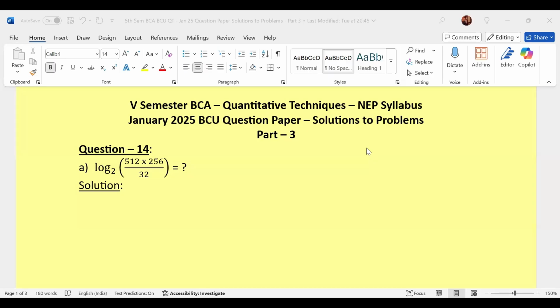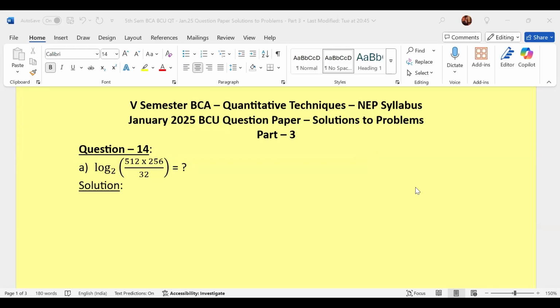Hello everyone. We are continuing with solving the question paper of Jan 2025 of BCA's 5th semester quantitative techniques under BCU under NEP syllabus. The 14th question, part A, is logarithm of 512 into 256 divided by 32, the whole thing to the base 2.